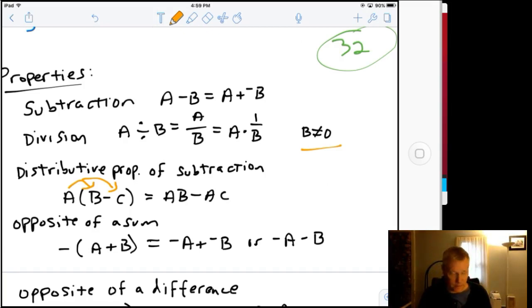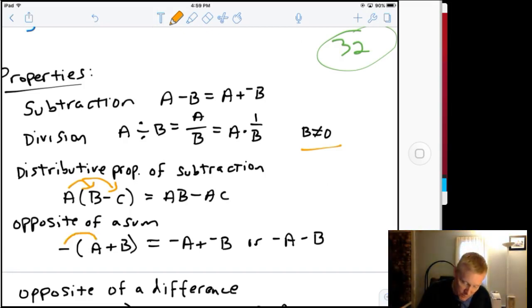The opposite of a sum. This is important. A lot of kids make mistakes on this. A lot of adults make mistakes on this too. This is where I've got parentheses, two things combined inside the parentheses by addition, and then a negative sign outside the parentheses. So this is really along the same lines of the distributive property.